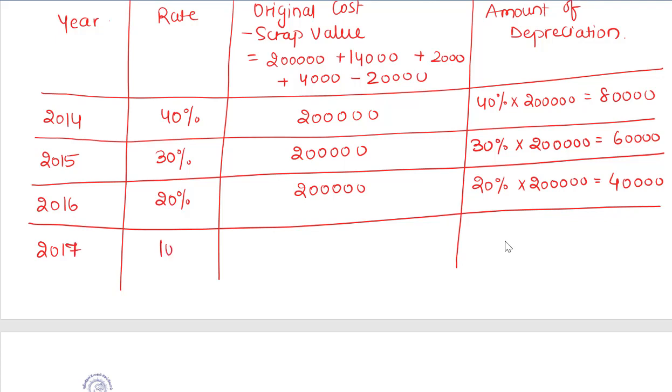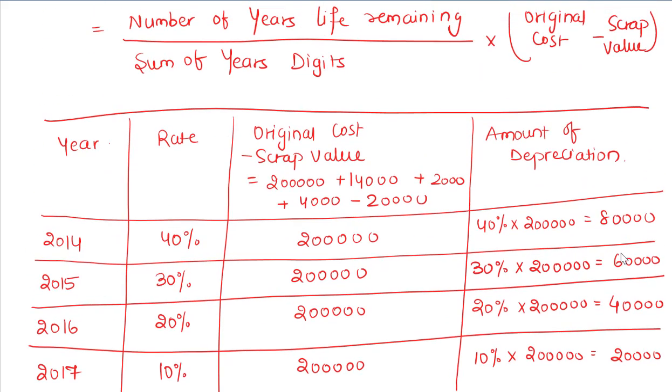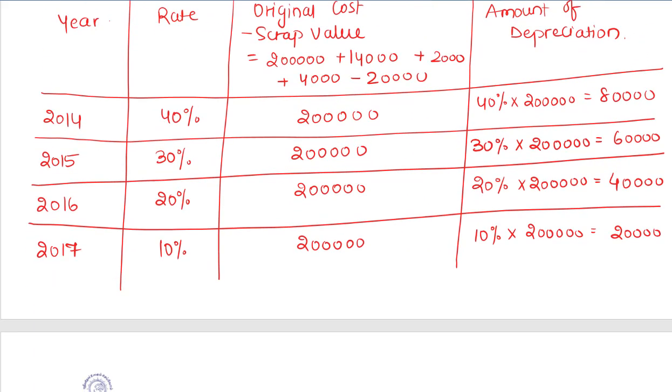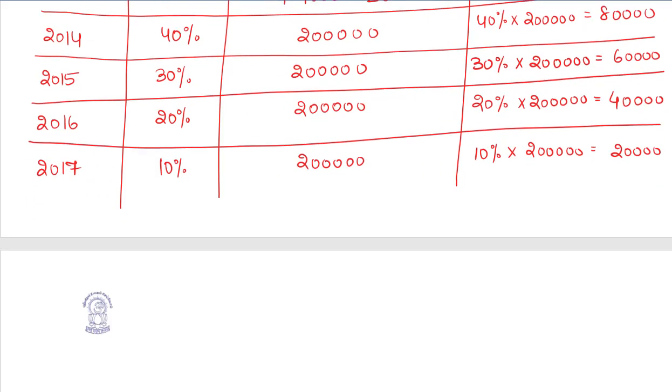2017, 10% of 2 lakhs, which is 20,000. I believe the amount of depreciation is clear to all of you.